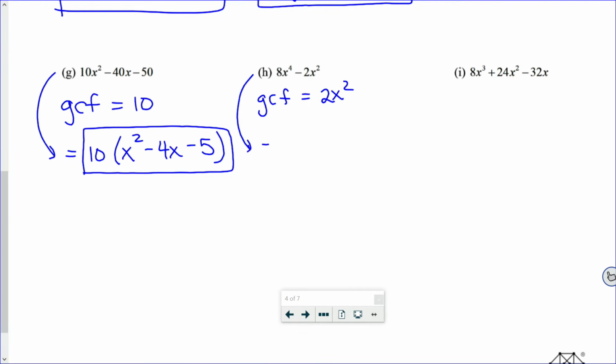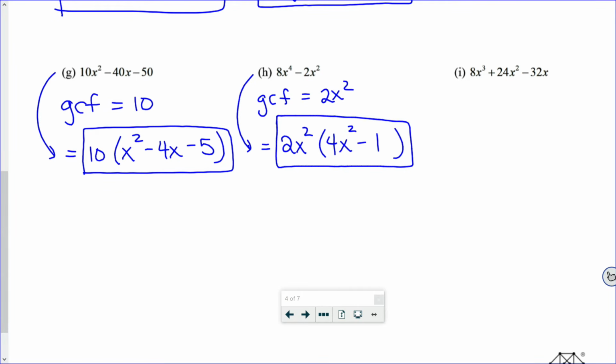That means we can rewrite this thing as 2x squared times, well, let's see. What times 2 gives me 8? Well, 4. What times x squared gives me x to the fourth? Well, another x squared. Now, what times 2x squared gives me negative 2x squared? Well, that would be negative 1.